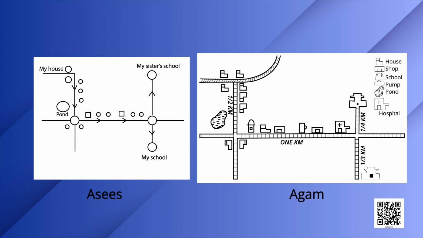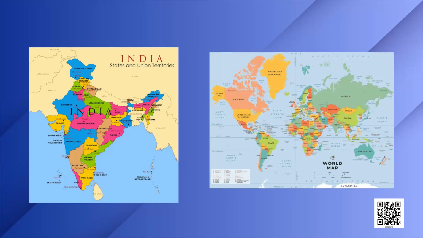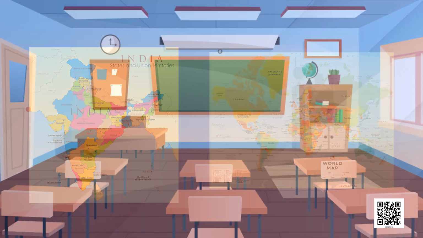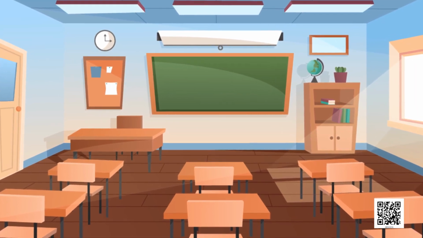Now children, what does this mean? A scale means how much of actual distance is denoted by 1 millimeter or 1 centimeter in the map. This scale varies from map to map, but not within a map. Children, you must have used India and world maps in your geography class. Check what is their scale and compare.